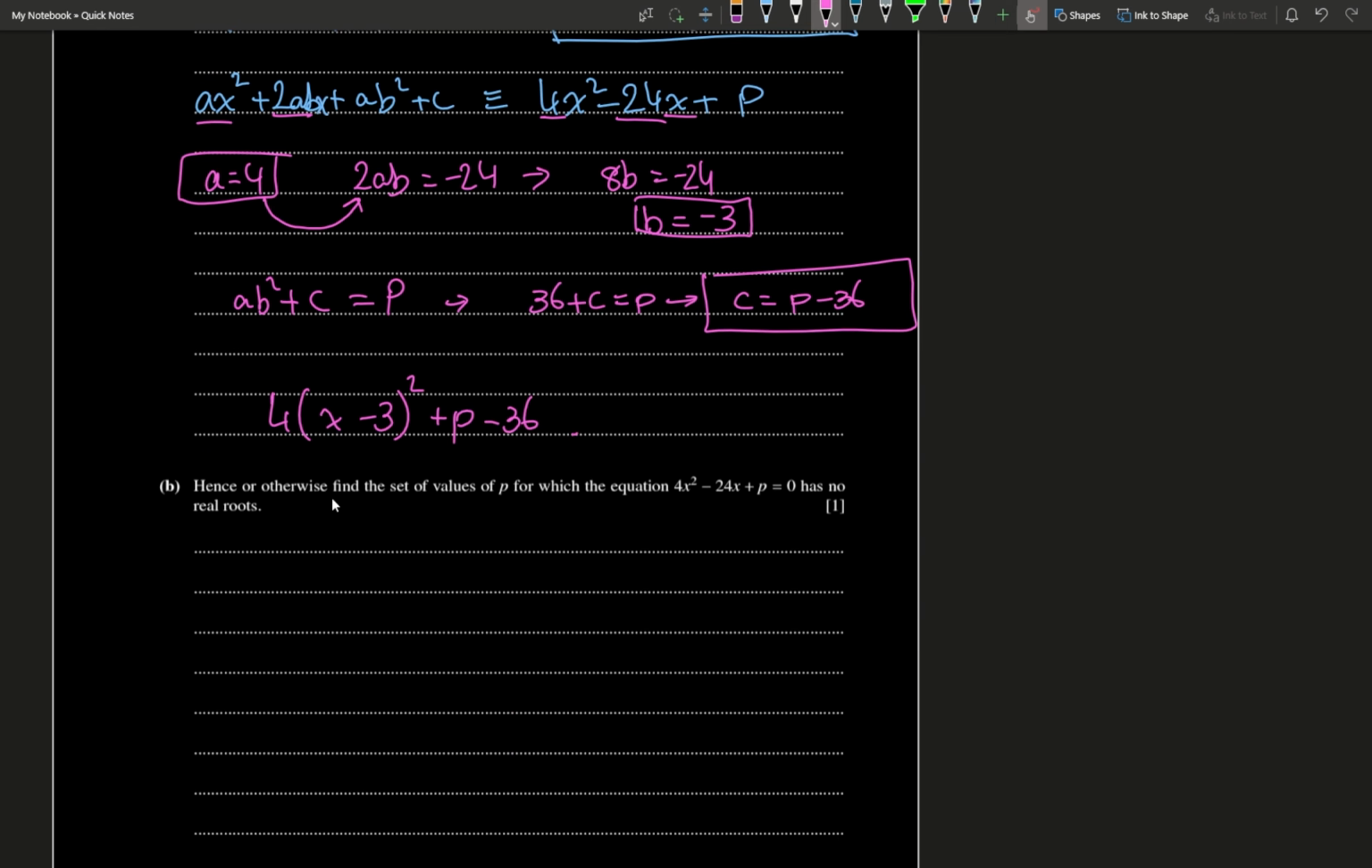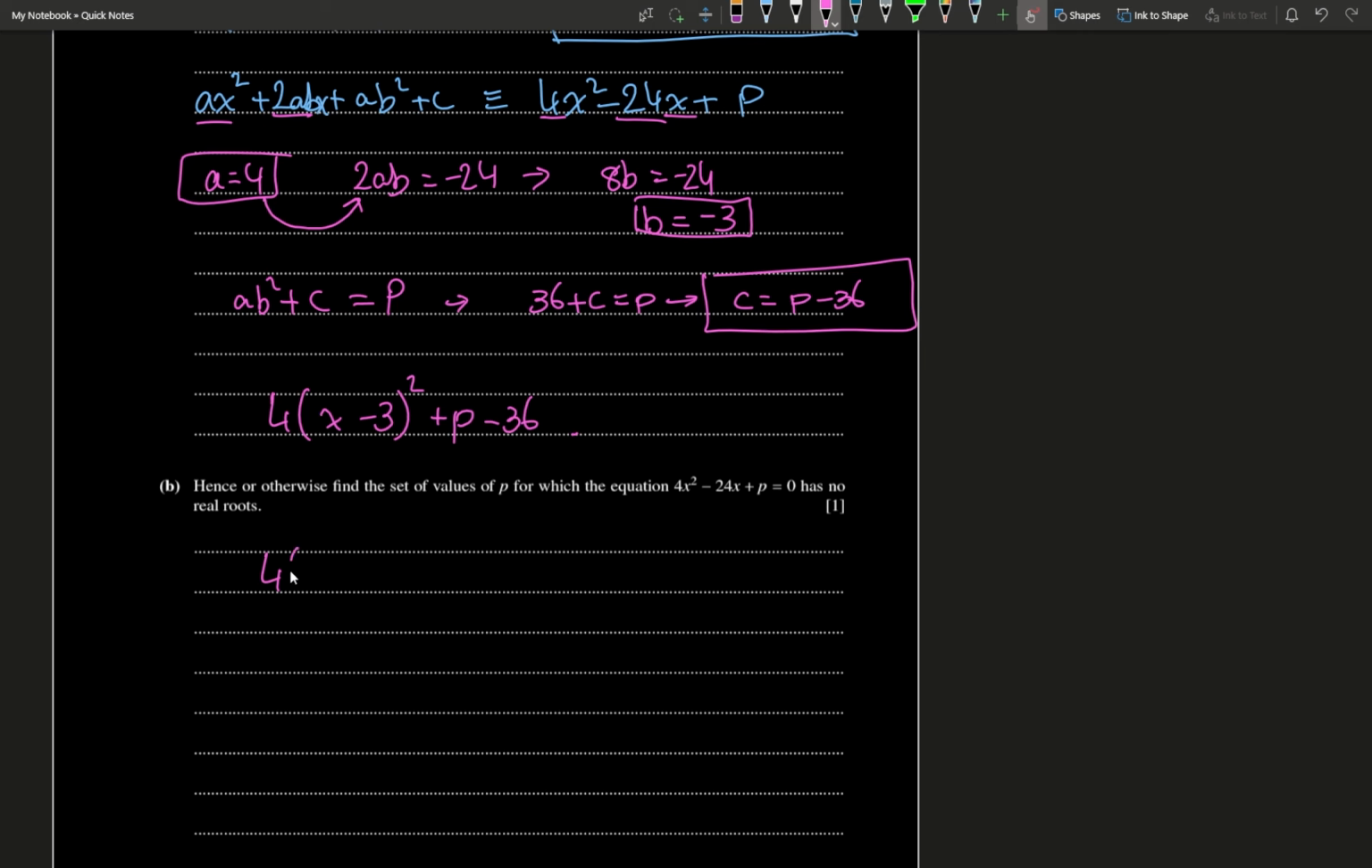بيقول لك في part b بقى, hence or otherwise find the set of values of p for which the equation 4x squared minus 24x plus p is equal to 0 has no real roots. ممكن عندك طريقتين. ممكن إنك تستخدم ال coefficients والconstant to form a discriminant equation and then set it to be less than 0 and then solve for p, أو تستخدم your answer in part A to solve the equation in part B. أنا عن نفسي أستخدم our solution in part A to solve part B.